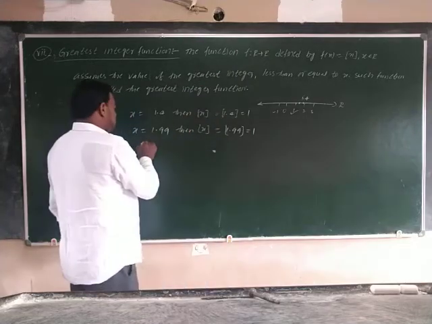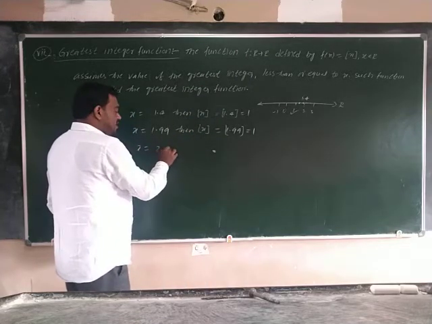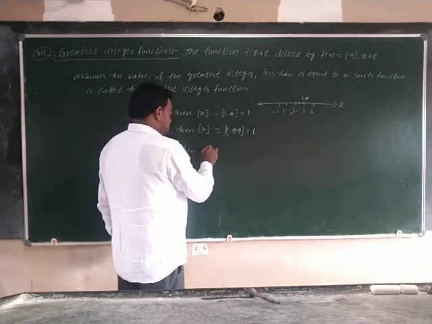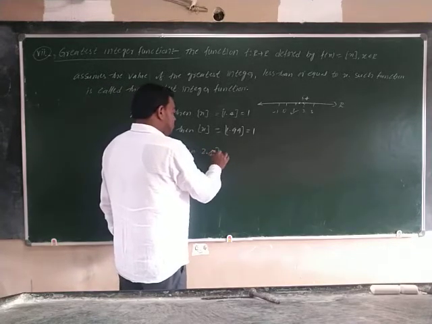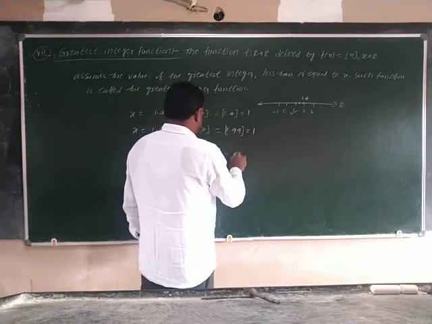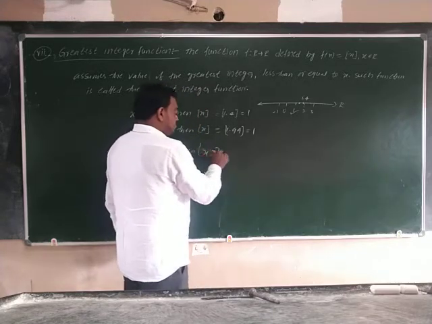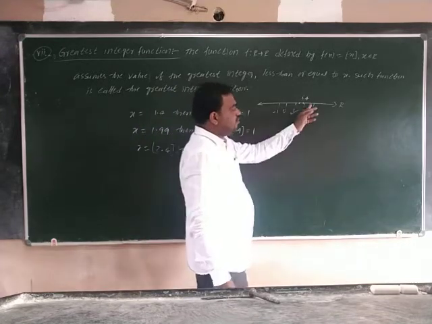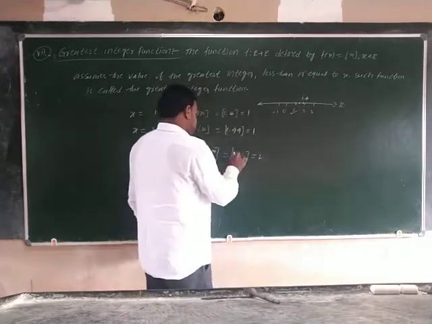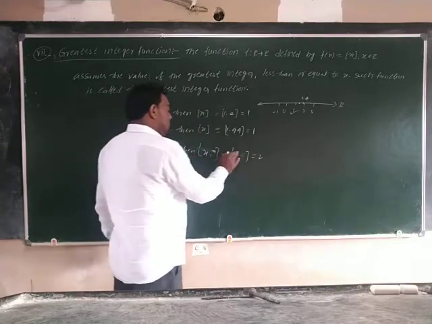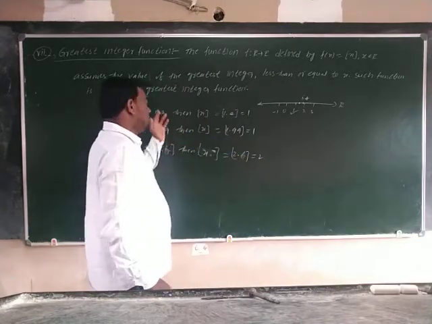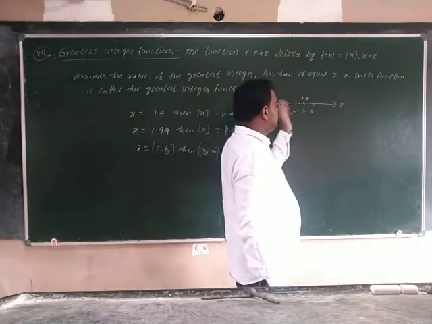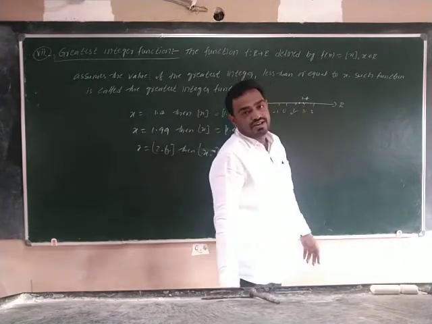For example, x is equal to 2.4. Then the greatest integer of 2.4 is equal to what? This is equal to 2, because for 2.4 or 2.6, any 2.6, we take the values less than it. Which is the greatest integer? 2 is the greatest integer.